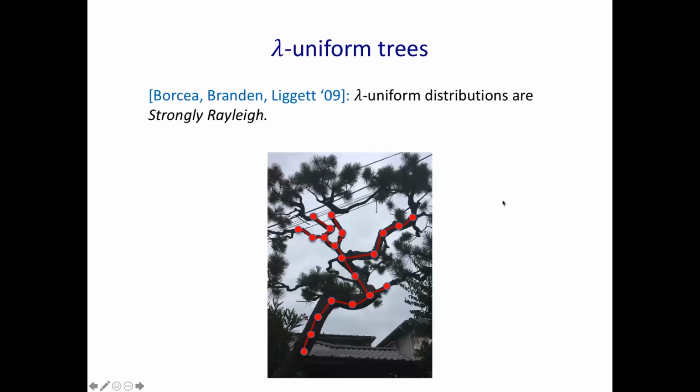Okay, so thankfully, lambda uniform spanning trees have this property, as do most trees we find in the real world. To help obtain this property, we first noticed that lambda uniform distributions are part of the class of what's called Strongly Rayleigh distributions. So let me define strongly Rayleigh (SR) distributions quickly.